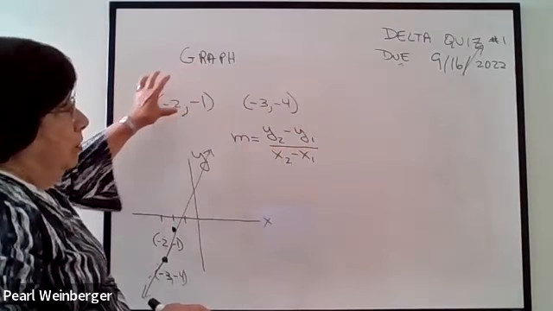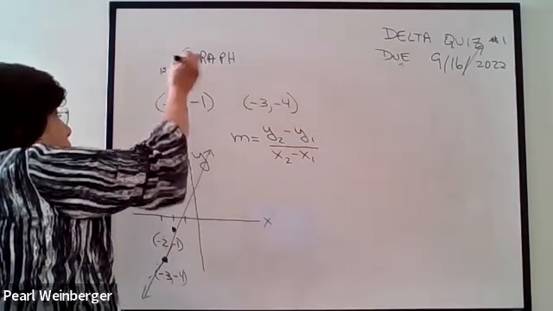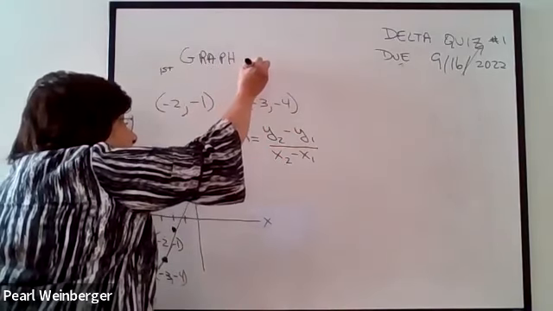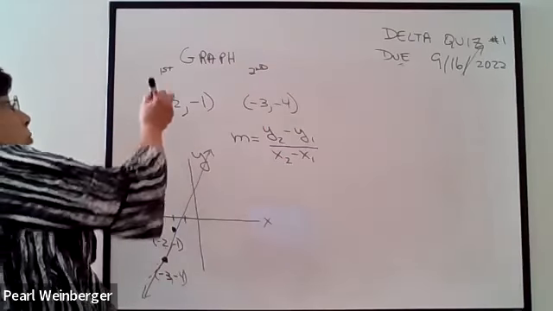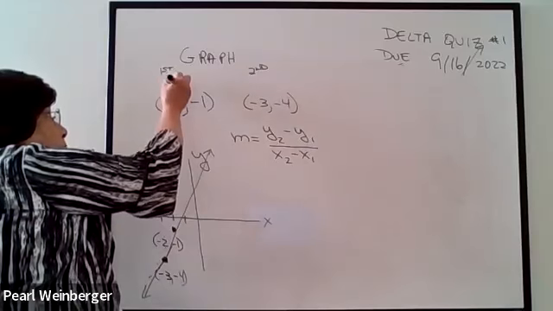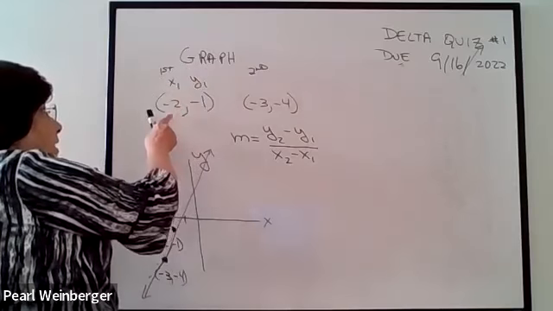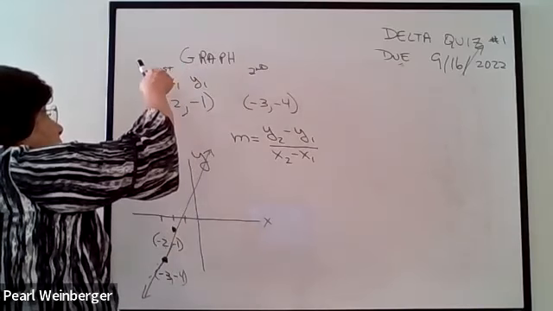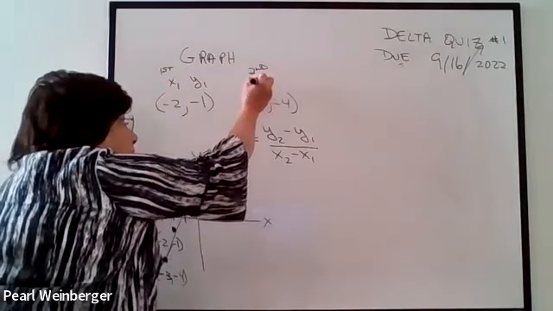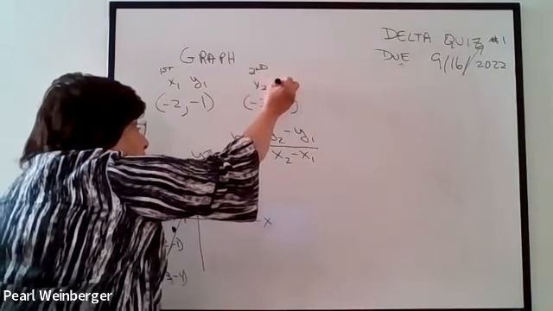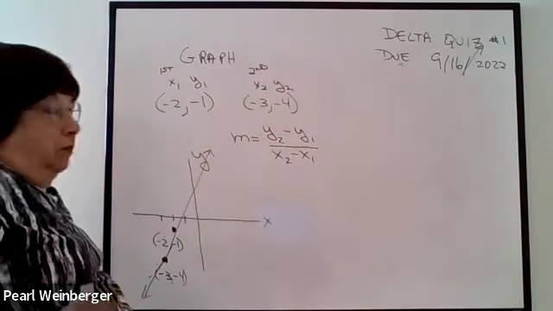Pick either one of your points to be your first point. Since this is written first, I'm going to call this my first point, which obviously makes the other our second point. So this is what we're going to call the x1, and this is going to be the y1. The x1 and the y1 refer to the x and y of the first point. This is going to be your x2 and your y2, the x and y of the second point.